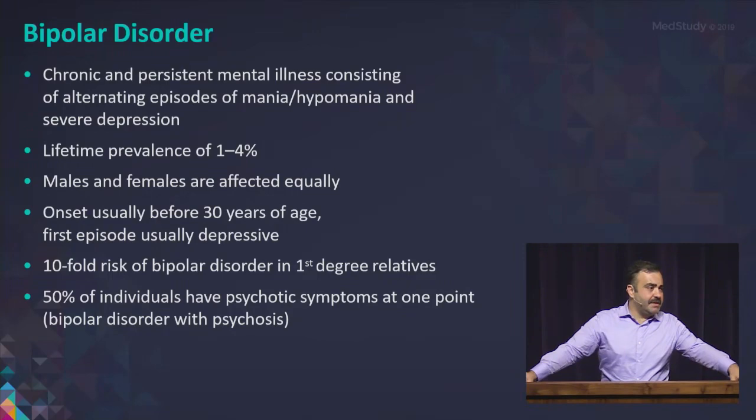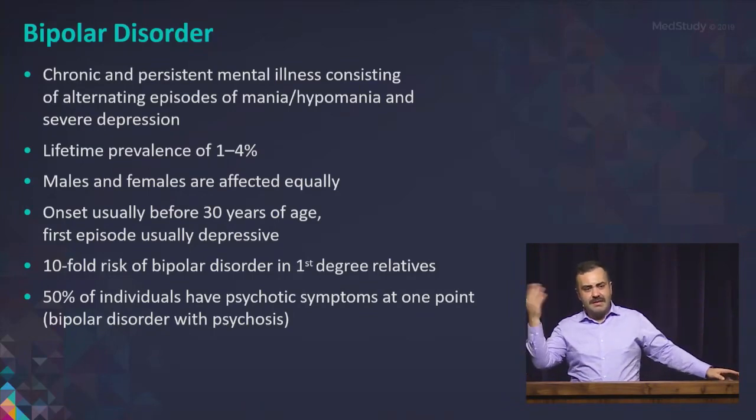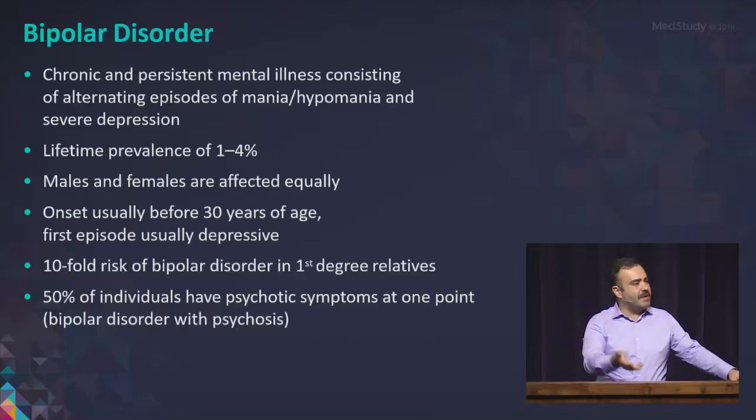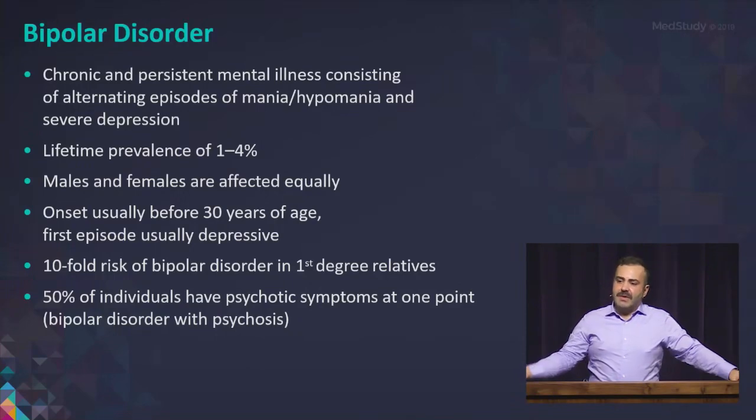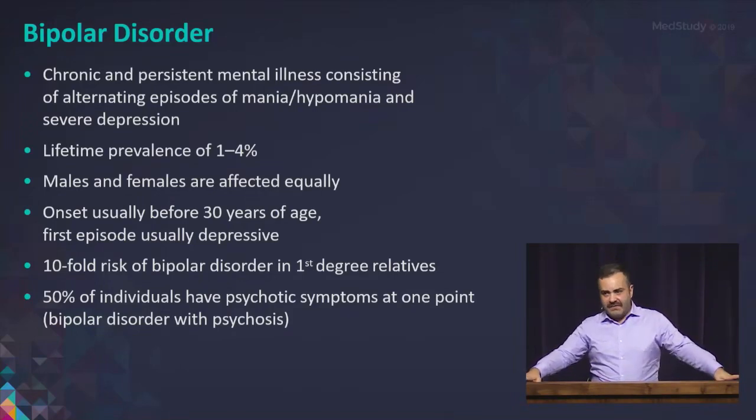The onset of the disorder is most of the time before age 30, and the first episode is mostly depression. That's why in the depression slide, I had the recommendation that if you're treating a patient with depression and start them on a medication, follow up with them by phone or in an office visit every 2 to 4 weeks, because for most bipolar patients, the first presentation is depression. They show up to your office, they're feeling depressed, you start them on an SSRI, and 4 weeks later, they're manic.